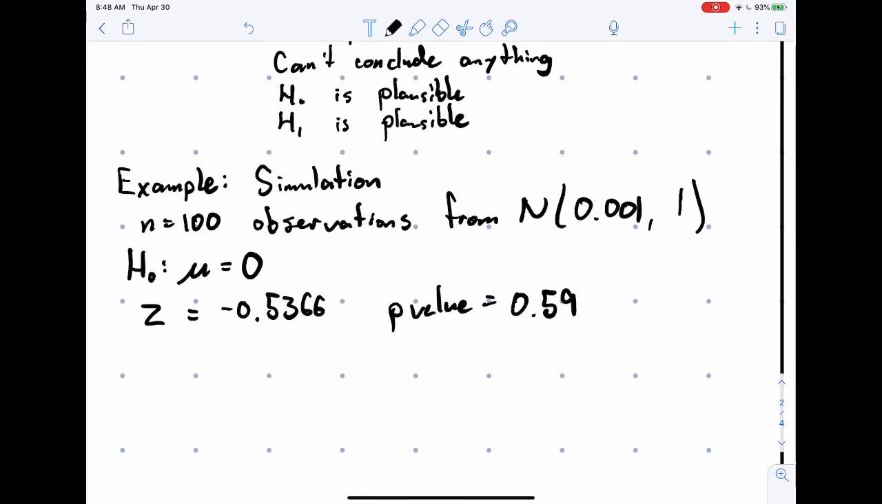So in this case, the null hypothesis was false but we got a large p-value. So having a large p-value does not show that the null hypothesis is true.